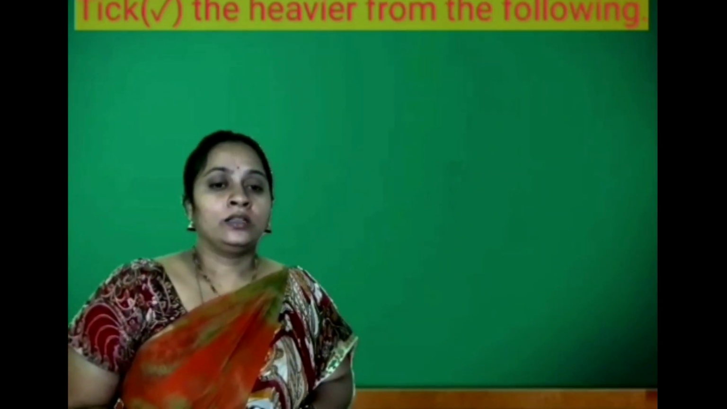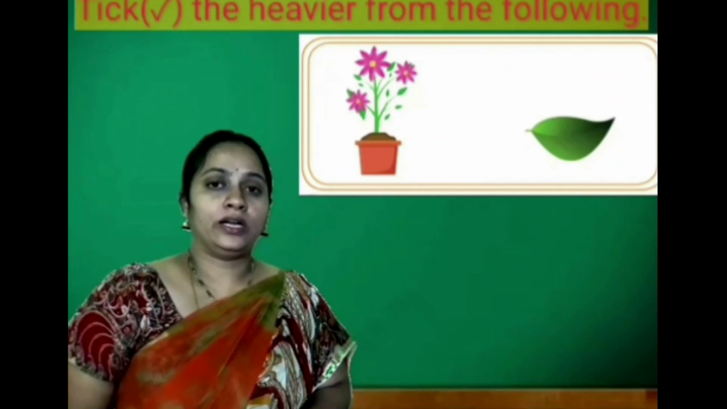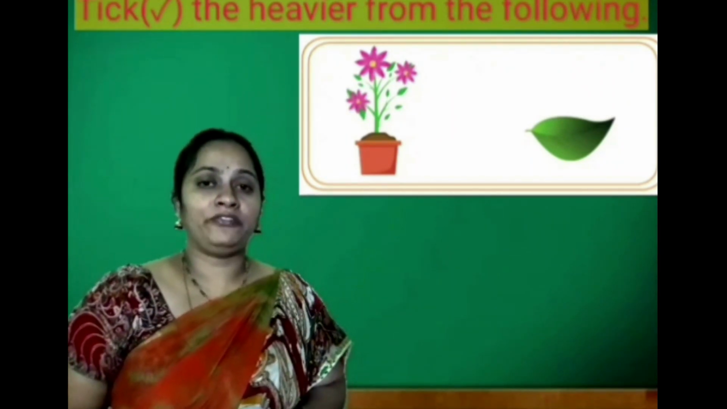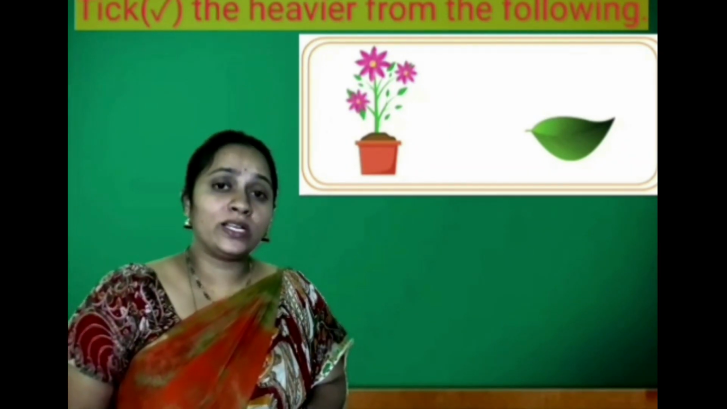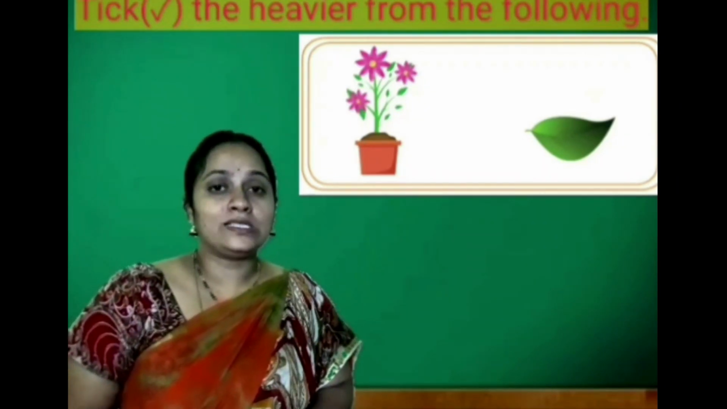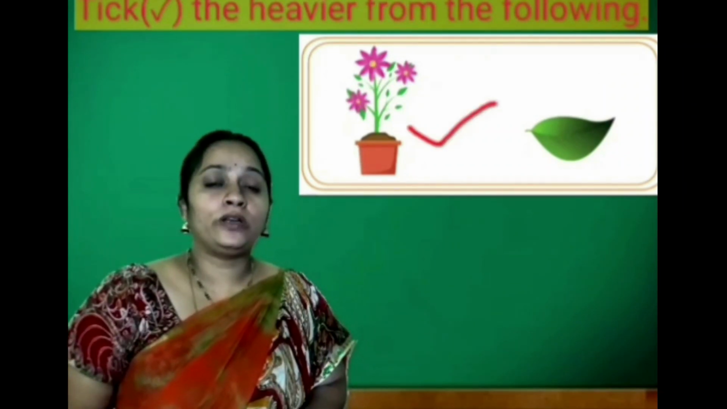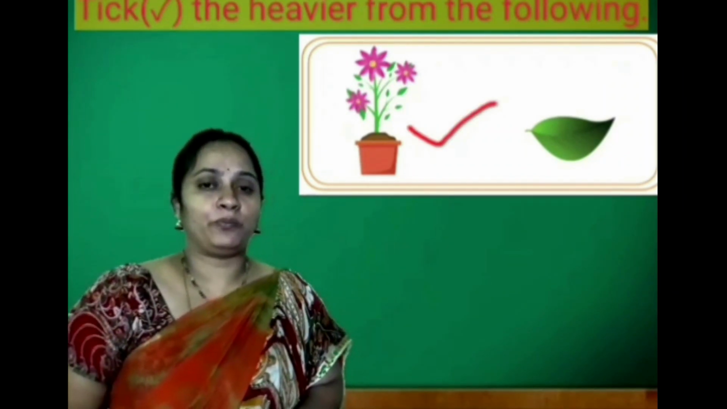Now coming to the sixth one. Tick the heavier one from the following. Okay children, there they have given a flower pot and a leaf. Children, can you say which one is heavier in these two objects? Yes, the flower pot is heavier than a leaf. So, we have to put a right mark upon the flower pot.